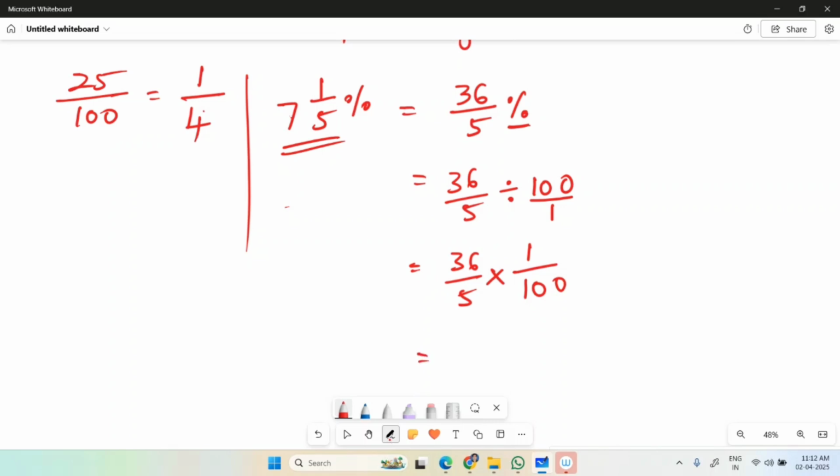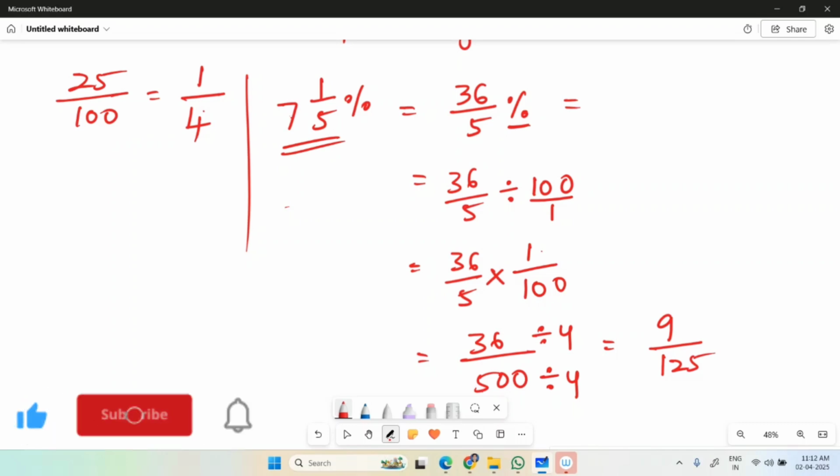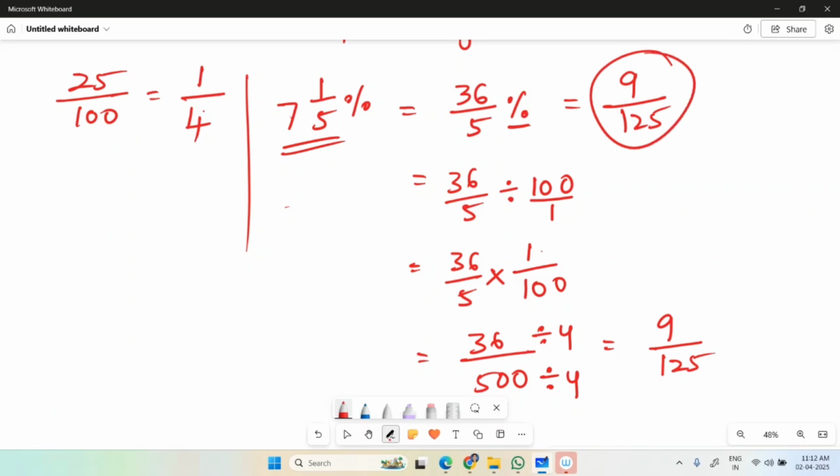Now, multiplication of fractions we already know. 36 times 1 is 36 and 5 times 100 is 500. Both 36 and 500 are in the 4 times table. So let's divide: 36 divided by 4 is 9, 500 divided by 4 is 125. So 7 1 out of 5 percent is nothing but 9 out of 125.